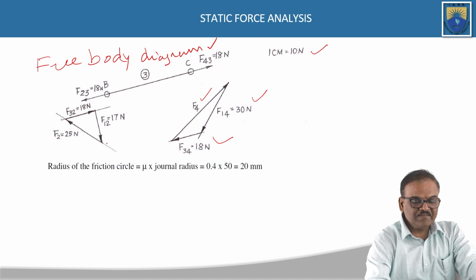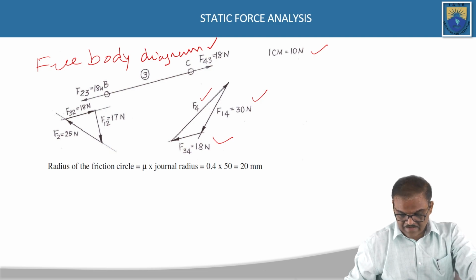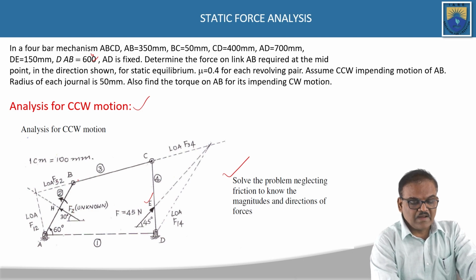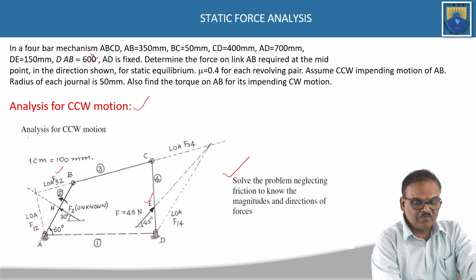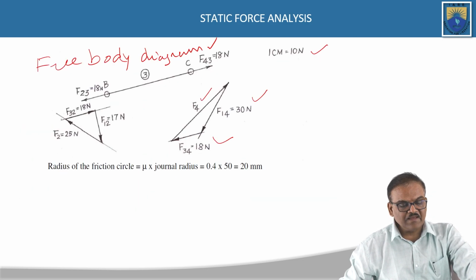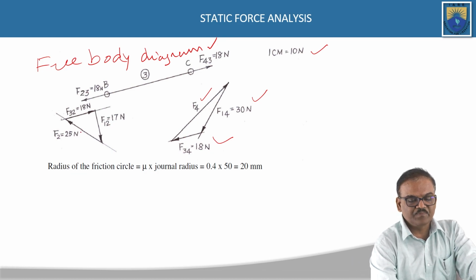We know the direction of F2, which is at an angle of 30 degrees, which is unknown. And the line of action of F32 is known to you. Link 3 acting on 2 is extended and this force is intersecting at this point. Then join the line of action of F12, and this will become the line of action, and the solution has to be obtained to get F2, like this.